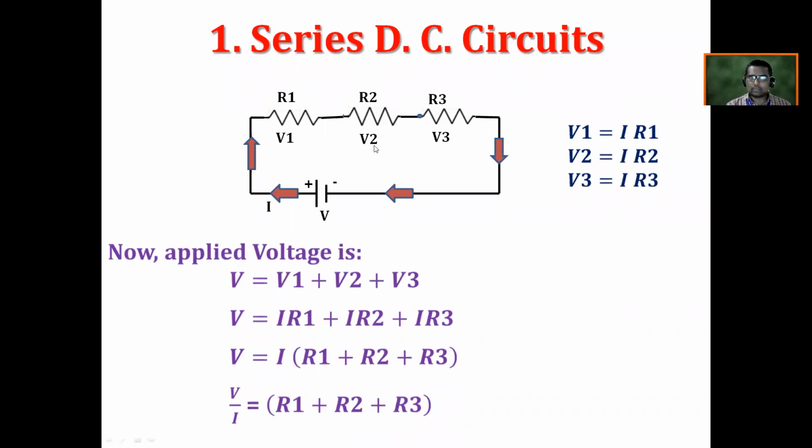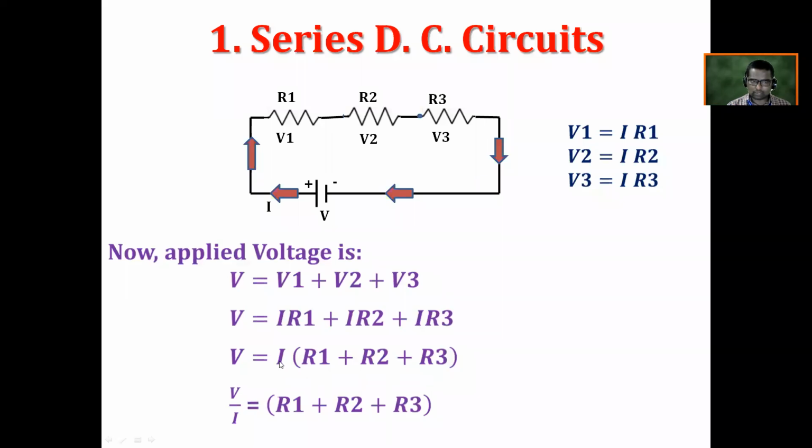See, once again, this diagram. As we know, the total voltage is always equal to V1 plus V2 plus V3. This is one of the main characteristics. We have already calculated V1, V2, V3, so let me put those values, which are IR1, IR2 and IR3. Now I is common for all the resistances, so let me take I outside. In the bracket, what remains? R1 plus R2 plus R3.